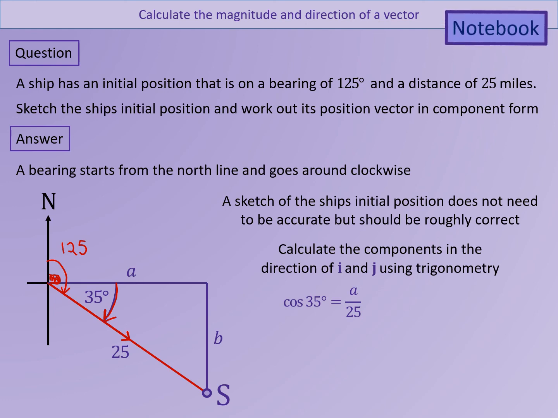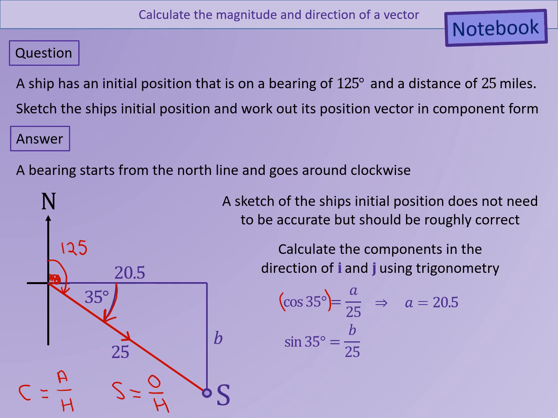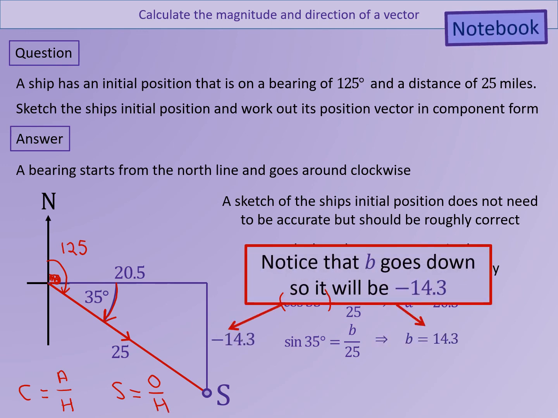So we have, I'll write it down here, cosine is equal to the adjacent over the hypotenuse. And we can rearrange that. So if we multiply cos 35 by 25, and do be careful when you type this into your calculator that if there is a bracket that you make sure that that is closed, otherwise your calculator may make a mistake there. And the second one is sine, and sine is equal to the opposite over the hypotenuse, and we can rearrange that to work out b.